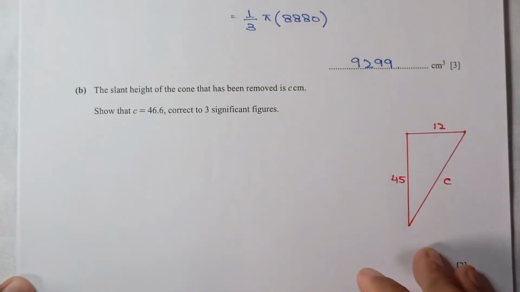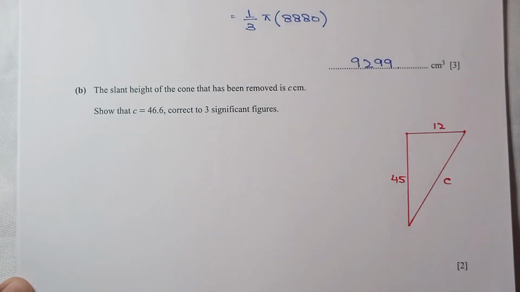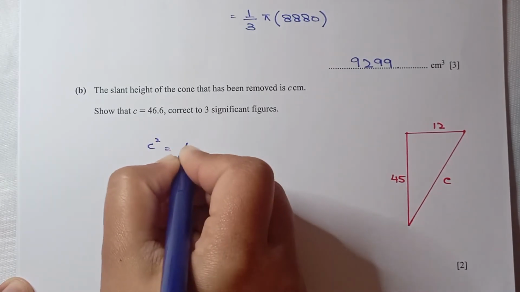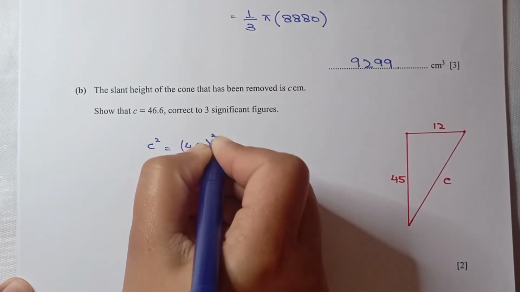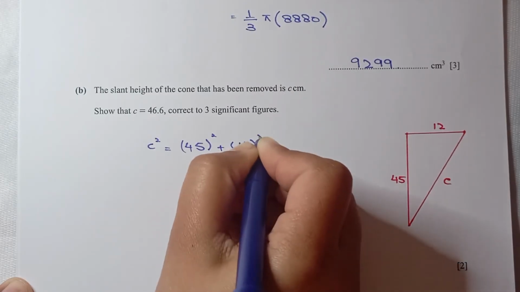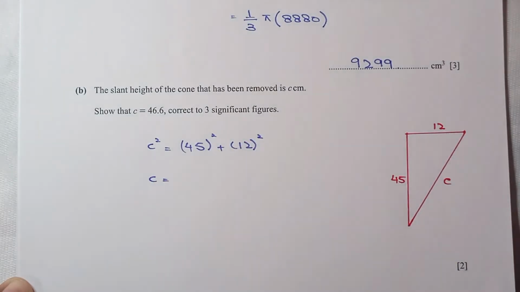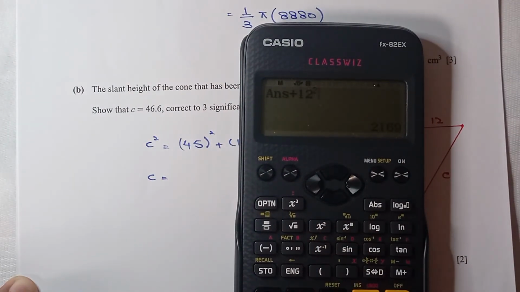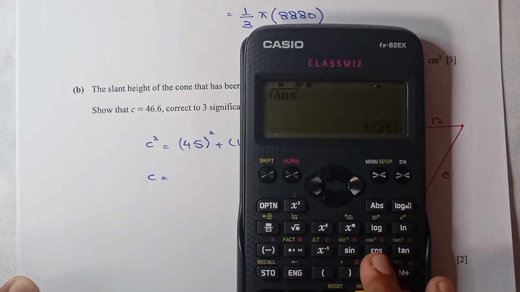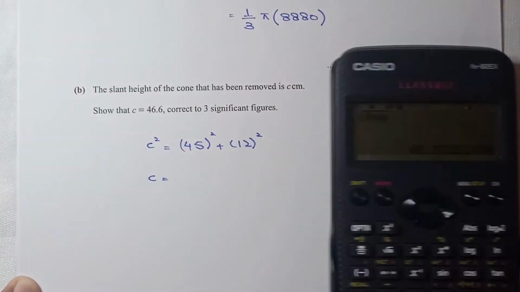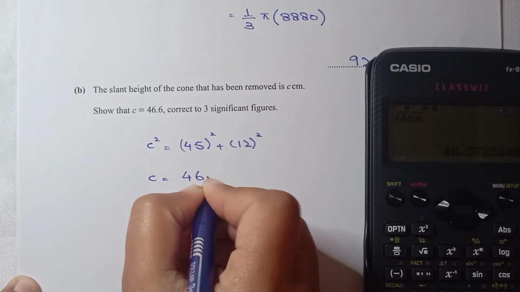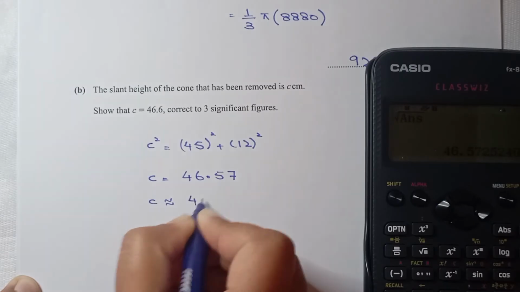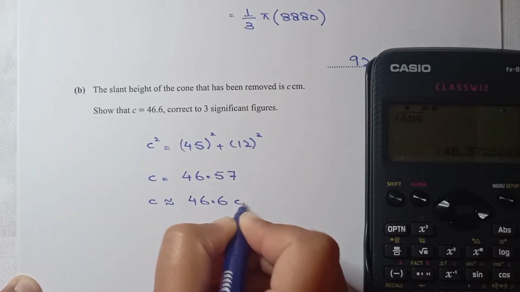So we are given a right angle triangle. We can find the value of C by using the Pythagoras theorem. So the hypotenuse square is equal to 45 square plus 12 square. And to get the value of C, we can do the square root, right? So 45 square plus 12 square, and doing a square root, we will get 46.57. Going back to three significant figures, C would be equal to 46.6 centimeters.